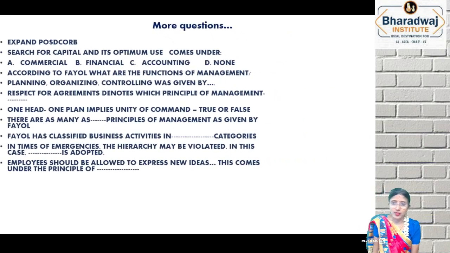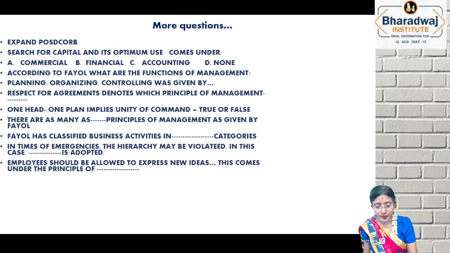More questions. Do it. Expand POSDCORB. Repeated question. Mark this as a repeated question. POSDCORB given by Luther Gulick. Management expert Luther Gulick has given it. It's very important. Then search for capital and its optimum use comes under. Fayol has given 6 classification of business activities. Generally, we study 14 principles. Yes, Mudit. Hearty welcome.